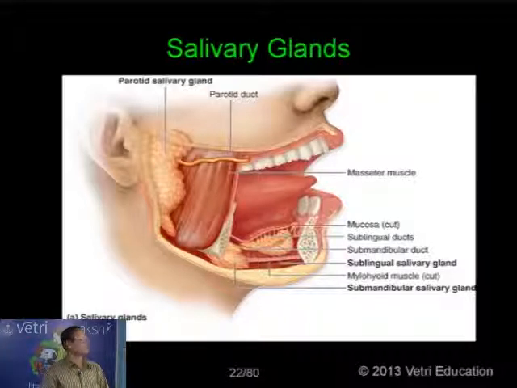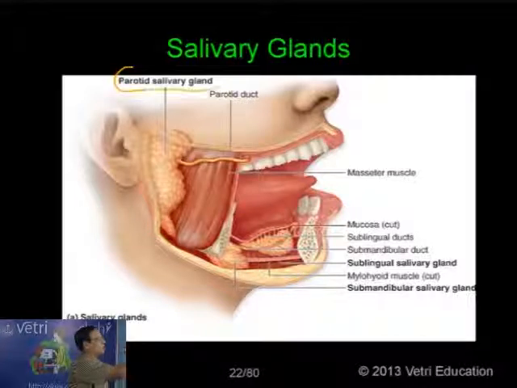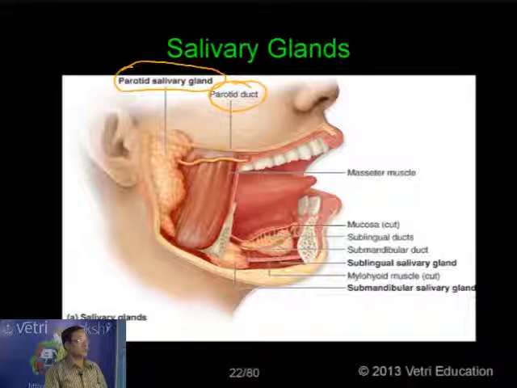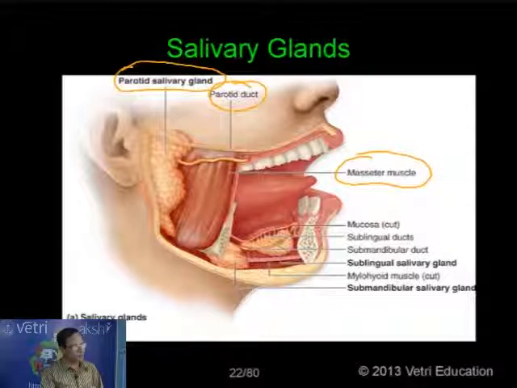One of the glands is the parotid salivary gland. Parotid is the largest salivary gland. It is connected to the buccal cavity through the parotid duct, which is commonly known as Stenson's duct. Here I also represented one of the muscles, the jaw muscle, the strongest muscle in the body. The masseter muscle.